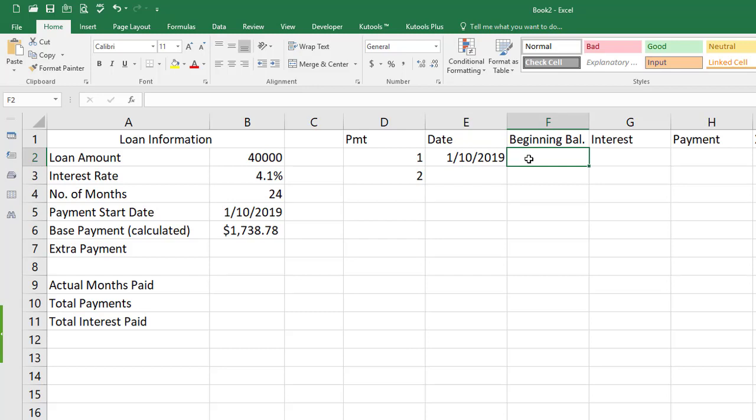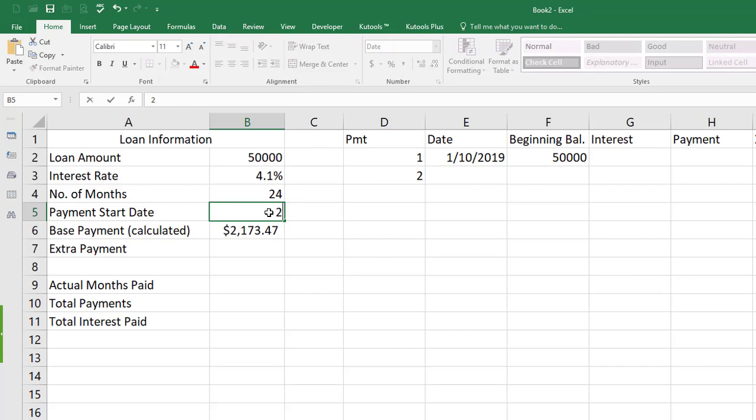Now the beginning balance, that's going to be easy. It's going to be equal to the loan amount. And since we're using cell references, we can change things over here for the inputs, and it'll automatically update the information on the amortization table. Maybe this starts on 2/5/19, and that date will update.